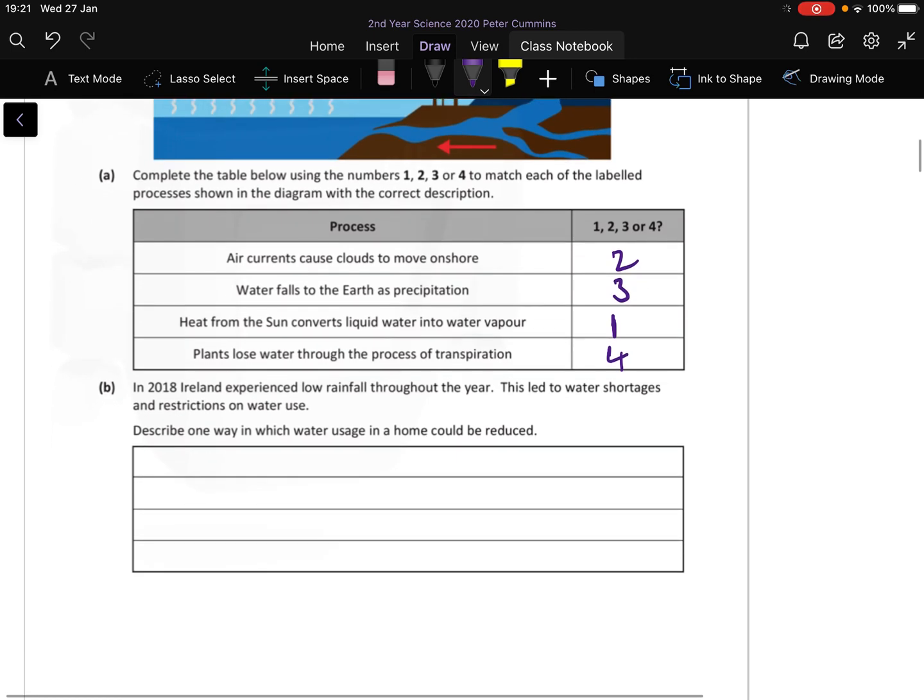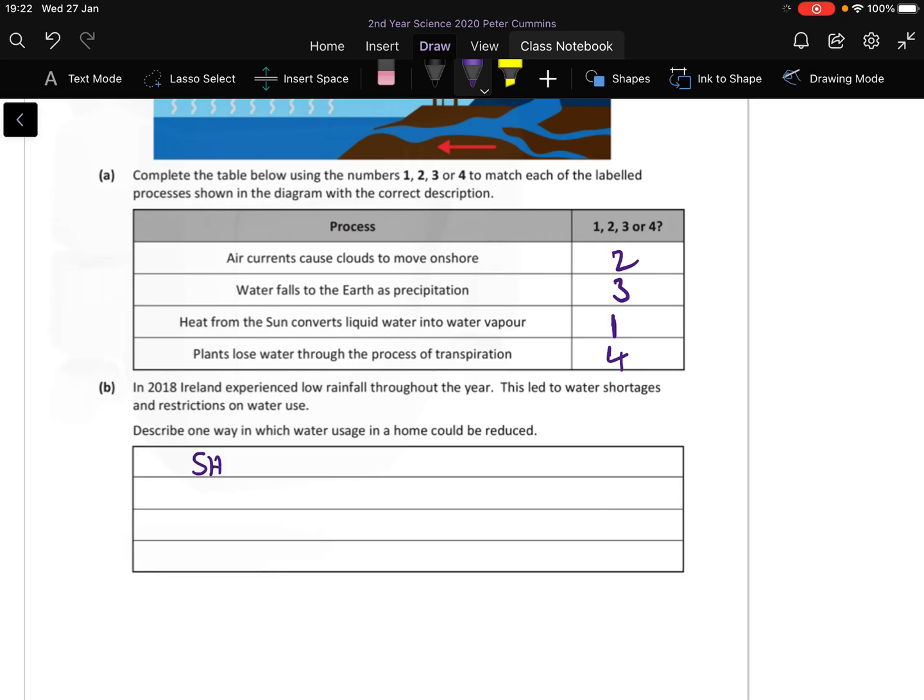Okay. And in 2018, Ireland experienced low rainfall throughout the year. This led to water shortages and restrictions on water use. Describe one way in which water usage in a home could be reduced. Now, I don't want you to get all clever on this. Go basic, go simple, and you'll see I've put the answers down the bottom of this. Not all of them came out, but most of them did. And you'll see they take pretty much anything. So don't overcomplicate it.